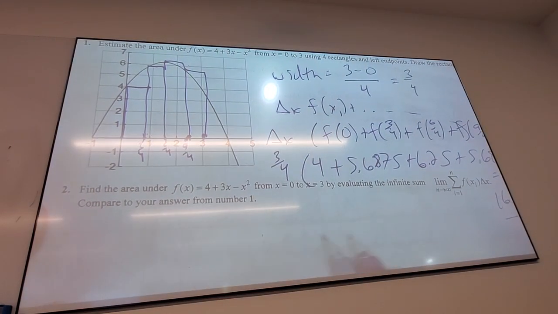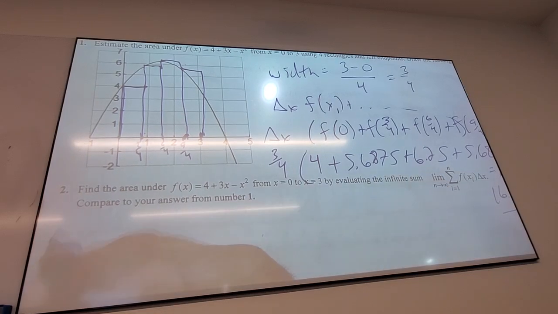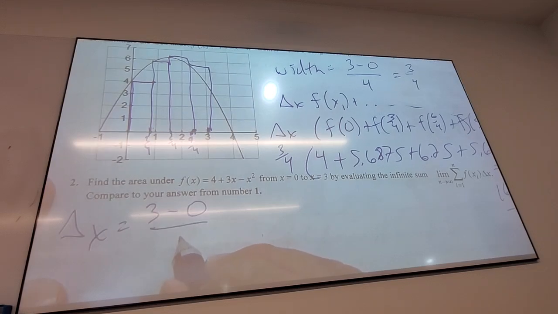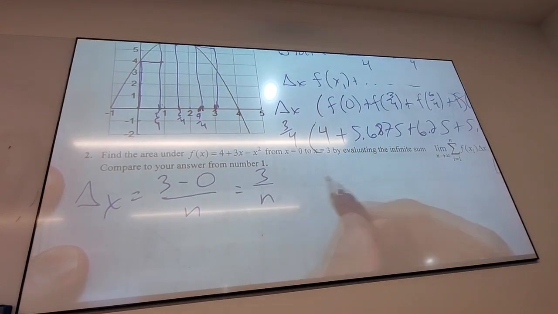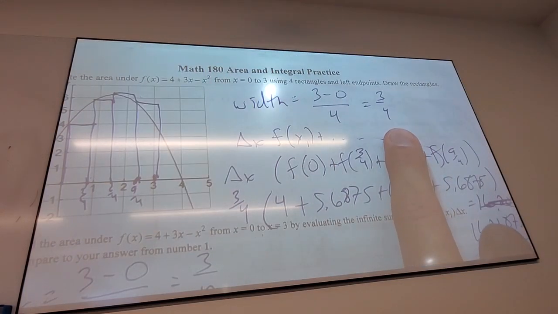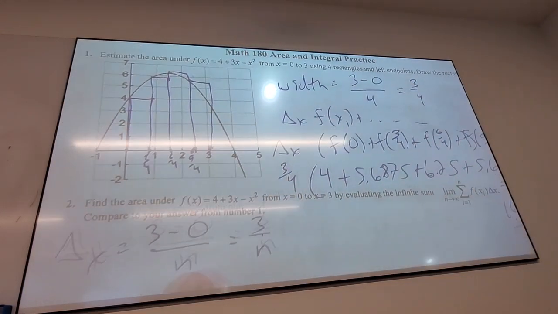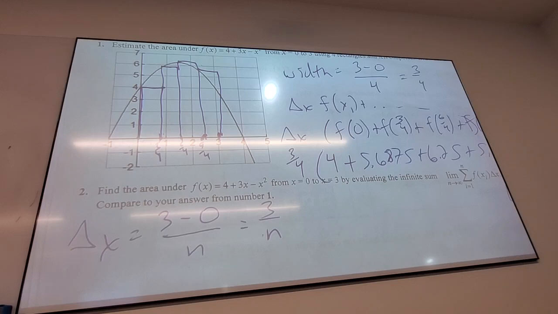The width. Okay. So now, how many rectangles am I using in there? N of them. So what's the width? It's always b minus a divided by how many rectangles I'm using. And how many did you just say I'm using? N. So the width is 3 over n. Why does it make sense? If n is 4, did we get 3/4? What if n is 6? Wouldn't that be 3 over 6? So of course the width is 3 over n. However many rectangles, it'll be divided by that. Okay, I like it.